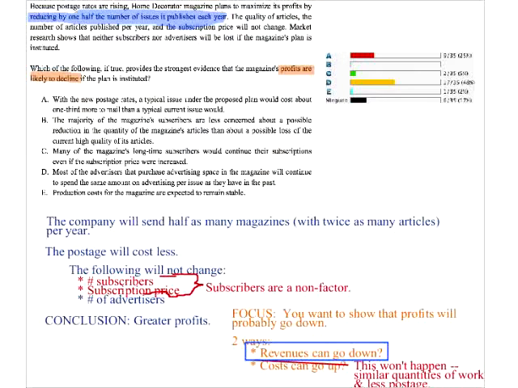So with the new postage rate, a typical issue would cost 1/3 more to mail. So let's examine how this would work. If the postage rates per issue go up, so you have 1 1/3 times the old postage rate, but you only have half as many issues. So 1 1/3 times a half is only 2/3 of your original postage cost.